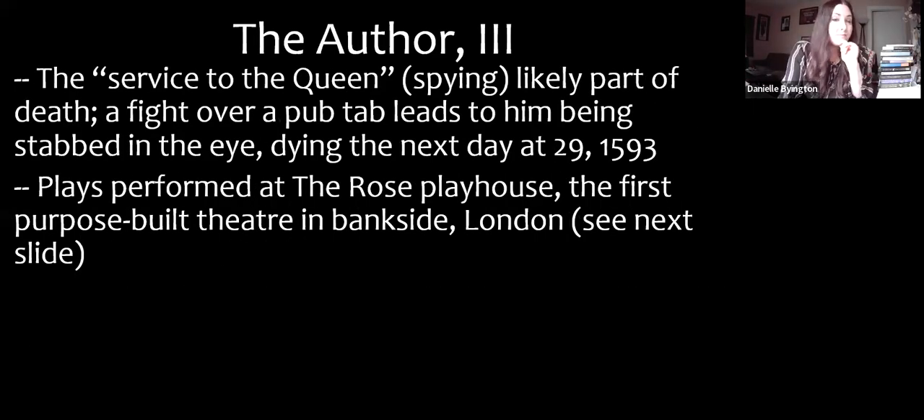Now, this quote unquote service to the queen, which we assume was his espionage, when he's working as a spy, one of the most common theories, I should say, is that we believe it contributed possibly and somehow to his death. His death starts, reportedly, with a fight over a bar tab at an inn in Deptford, a section of London. And he's stabbed in the eye. He dies slowly, dies the next day. He's only 29 years old.